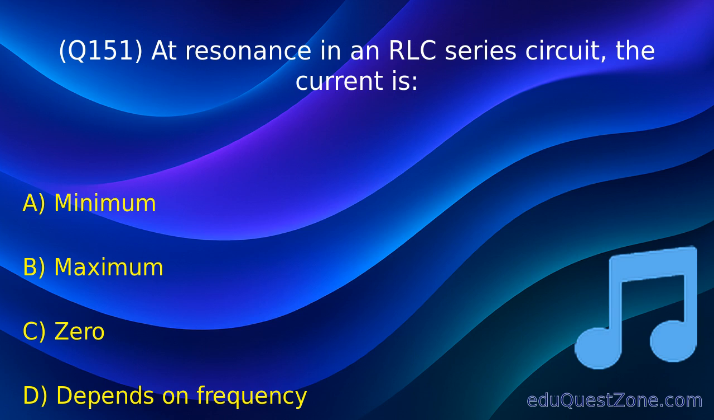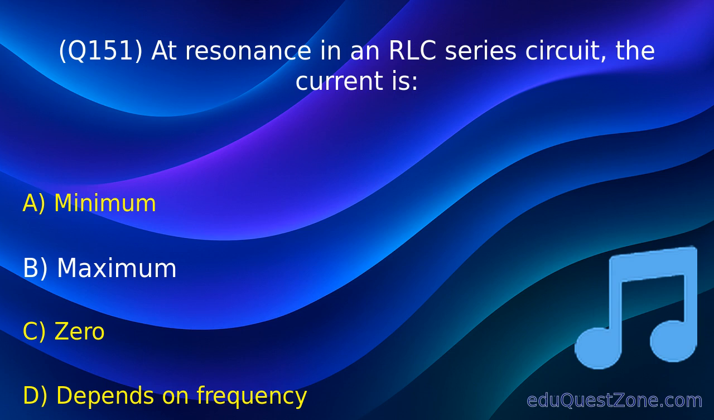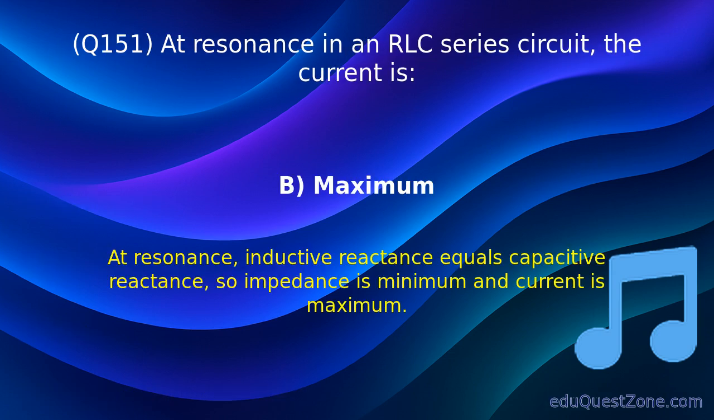Question 151. At resonance in an RLC series circuit, the current is? Option B, maximum. At resonance, impedance is minimum, hence current is maximum.